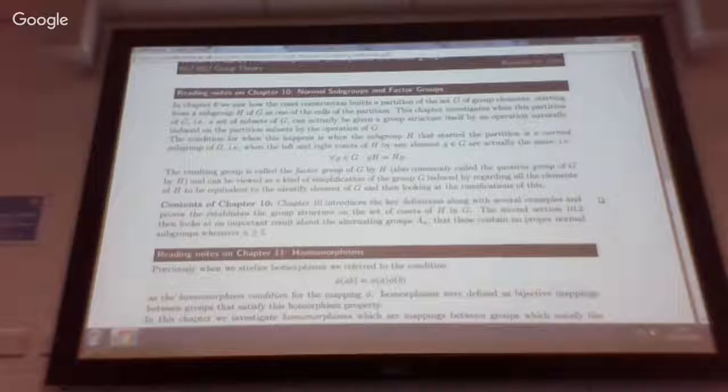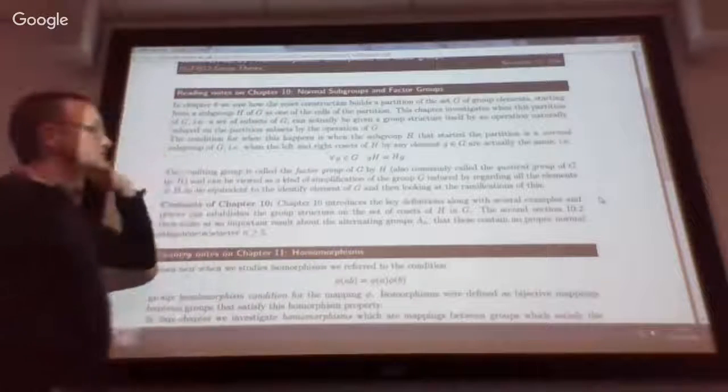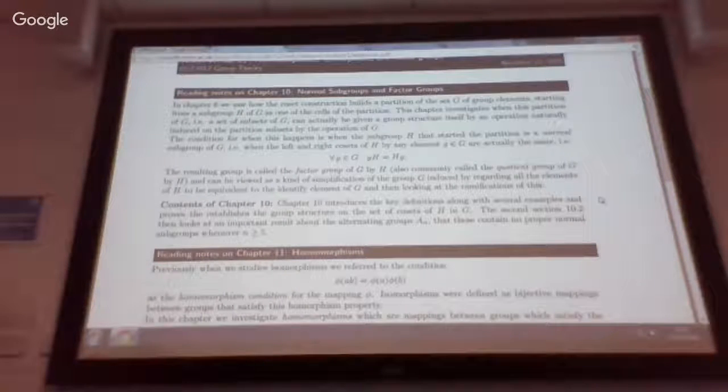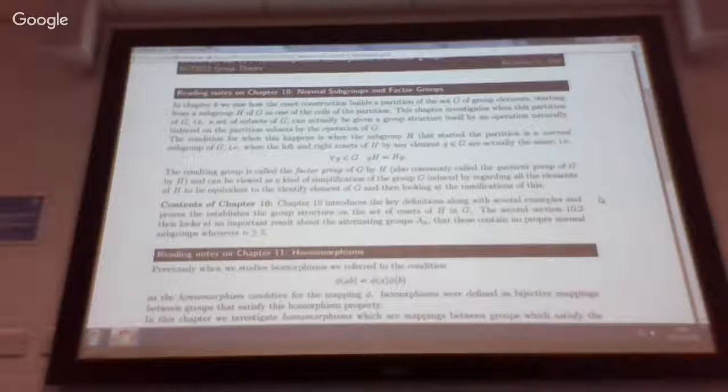In chapter 10 you find the key definitions along with several examples, and a proof of the key result that the set of subsets in the partition provided by the cosets of H in G actually is a group. The second section, 10.2, looks at an important result about the alternating groups. In a sense, when a group G has a normal subgroup, so that it's possible to reduce G by looking at a factor group of it, that is saying the group G has a rich or complicated structure, that it's possible to reduce it down in some ways.